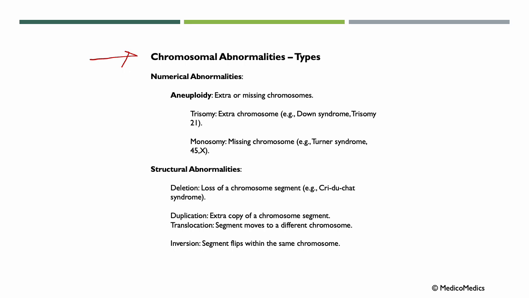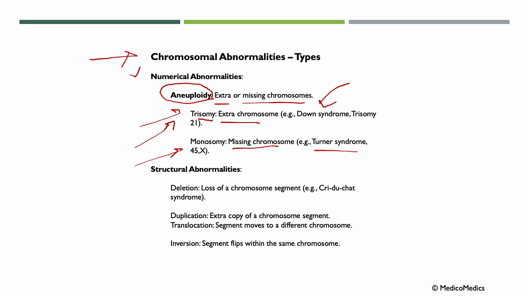Chromosomal abnormalities, different types. So we have numerical abnormalities. I think this one is aneuploidy, and if I'm pronouncing that wrong, live with it. So this means you have extra or missing chromosomes. So for example, in trisomy 21, you have an extra chromosome. So in Down syndrome, for example, we call it trisomy 21. If you have monosomy, you have a missing chromosome, right? And an example of this is Turner syndrome, where you have 45 in total.